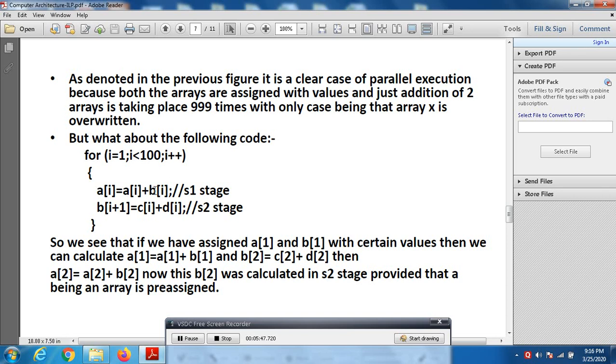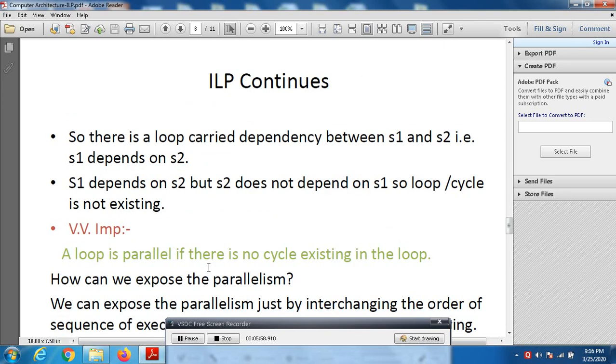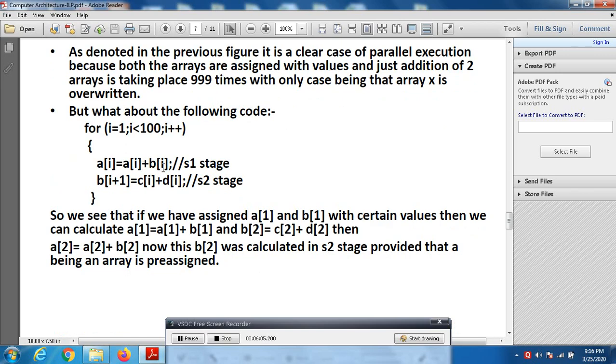So this b1 has to be pre-assigned. So a1 plus b1 is the S1 stage, and we have assigned a1 and b1 with certain values in the pre-assigned stage, and b2 was calculated in the S2 stage provided it has been pre-assigned. So there is a loop-carried dependency between S1 and S2, that is, S1 basically depends on S2. Now why is S1 depending on S2?